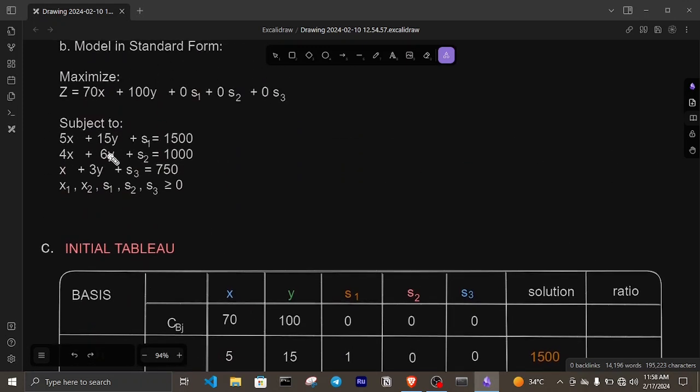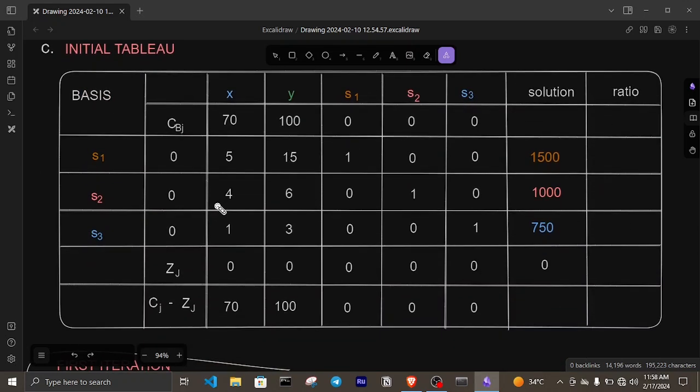The same thing goes for the y, and the same thing goes for the s, that is S1. Now S1 has the value of 1 and 0 in all other places. The same thing goes for S2. It has a value of 1 and 0 in any other place. The same thing for S3. Then at the solution part, we have the maximized values, which were 1500, 1000, and 750. We will talk more about the ratio as we go along.